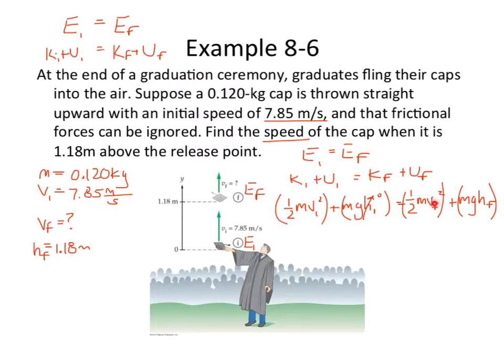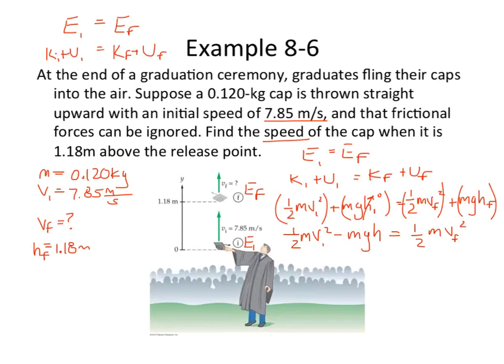First of all, I'm going to subtract over our mgh final right here, and I'm going to make this 0. So this is going to go away, and this is going to be subtracted over. All right? So 1/2 m v initial squared minus mgh, or our h final, that's 1.18 meters, equals 1/2 m v final squared. That's a squared right there. It looks like a 7. Final.